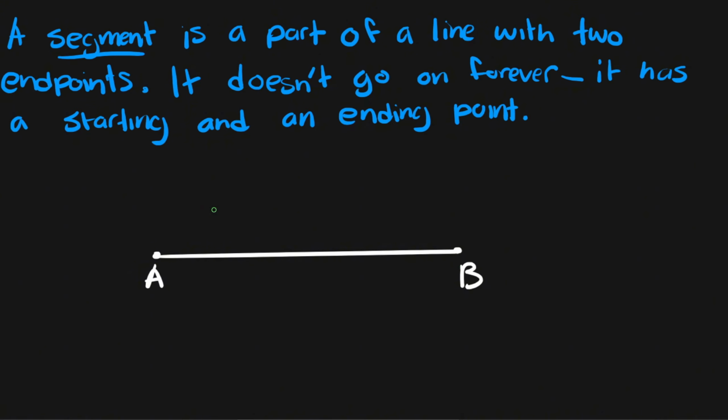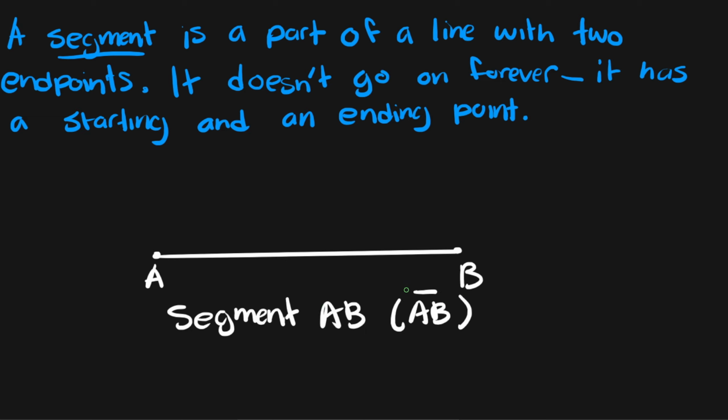So remember, the difference here is that a line has arrows at the end, which signify that the line goes on forever to the left and to the right. This time it has endpoints, so it doesn't go on forever, as it has a starting point and an ending point. What can you call this segment? Well, you could name it with 2 points. So you could call this segment AB, or just AB with a line on top without the arrows at the end. Or you could call this segment BA from right to left.